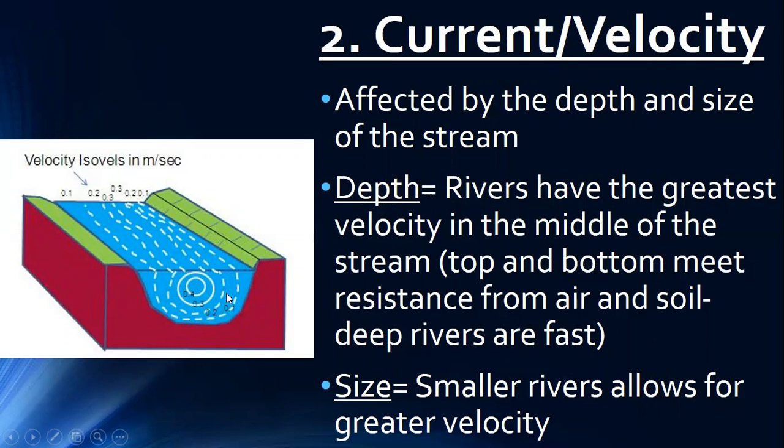The depth of the river matters. Rivers have the greatest velocity in the middle of the stream. The top and the bottom meet resistance from air and then from soil. So it's literally in the middle of the water column. Also, a smaller river allows for greater velocity. If you want to know why that is, that's Bernoulli's principle. You can look it up.